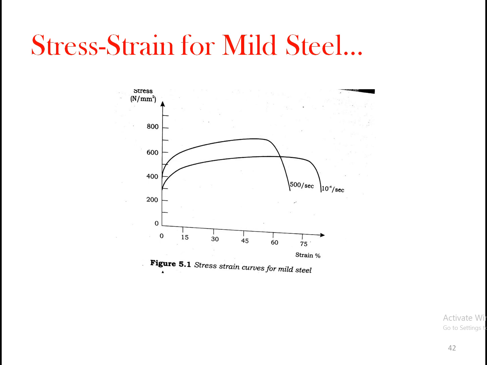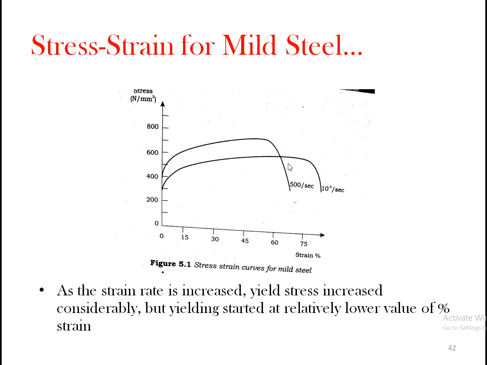Now let us see the effect of this high velocity on particular metals, starting with mild steel. In mild steel, the stress strain curve was obtained something like this. The first curve, 10 raised to minus 4, is for conventional forming. The stress strain curve for conventional forming is shown by 10 raised to minus 4 per second. Now when it was increased to 500 per second, the newly obtained stress strain curve is something like this. So that means as the strain rate is increased to 500 per second, 500 is a strain rate.